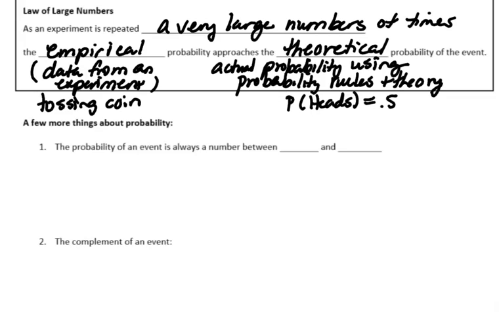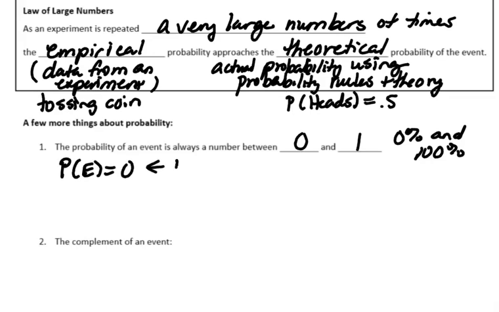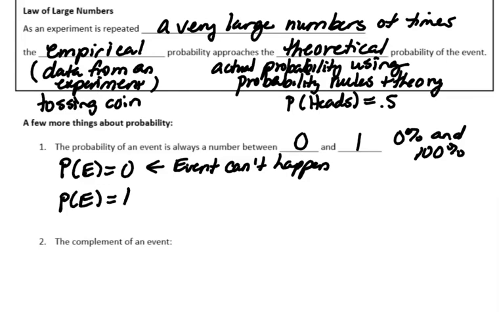Okay, a few more things about probability. The probability of an event is always a number between 0 and 1, or you can think of 0% and 100%. It's always going to be in between that. We can't say that the probability is more than 1, because 1 means it's going to happen. So if we say the probability of an event is 0, it means the event can't happen. There's no chance. If we say the probability of the event is equal to 1, that means the event always happens.